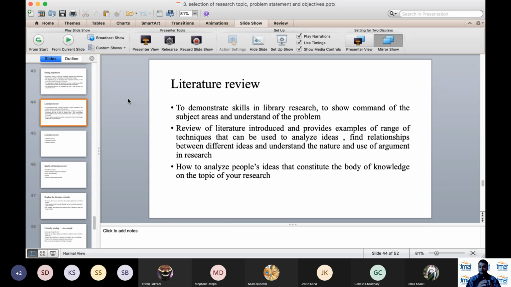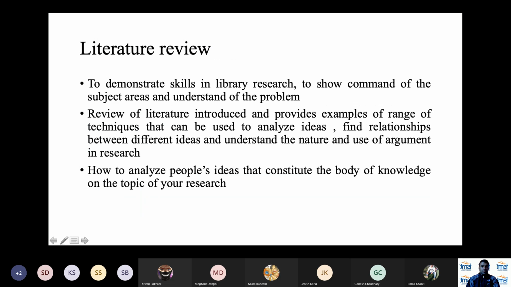You are going to review the literature, and that literature will motivate you, or you are going to generate certain ideas from that literature, or the number of literature that we have searched. So literature review is to demonstrate skill in library research, to show the command of the subject area and understanding of the problem. Review of the literature introduces and provides examples of a range of techniques that can be used to analyze ideas, find relationships between the different ideas, and understand the nature and use of argument in the research.